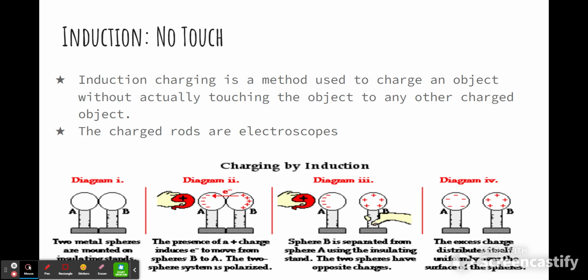So induction basically means no touching. As you can see, induction is charging without touching the charged rod to the electroscope. In induction, the electroscope takes on the opposite charge of the rod, meaning a positive rod will give a negative charge and a negative rod will give a positive charge, since they're opposite charges.